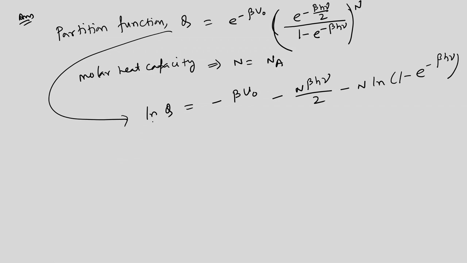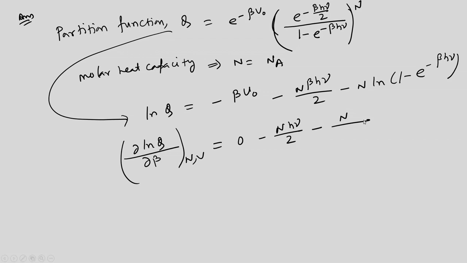Now, we got ln q, the expression for ln q. Now, what we need to do? We need to differentiate ln q with respect to beta at constant N and V. So, the first term is independent of temperature, so differentiating gives us 0. The second term gives us N h nu by 2. Now, the third term, we have N ln (1 minus e to the minus beta h nu). If we differentiate this with respect to beta, we get, and del ln q by del beta is nothing but minus of E average.